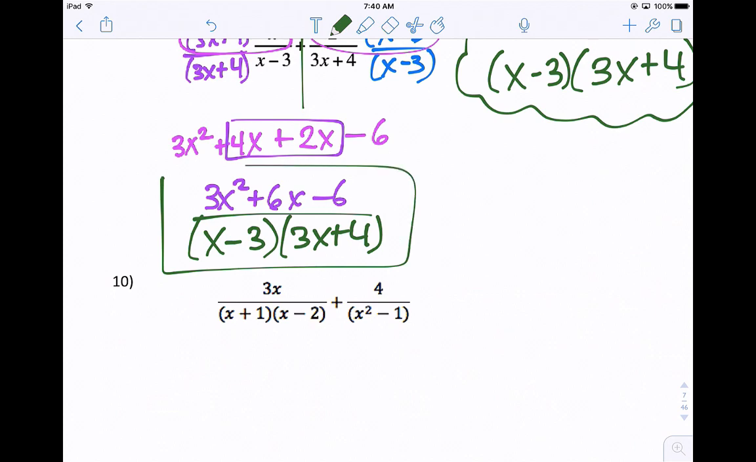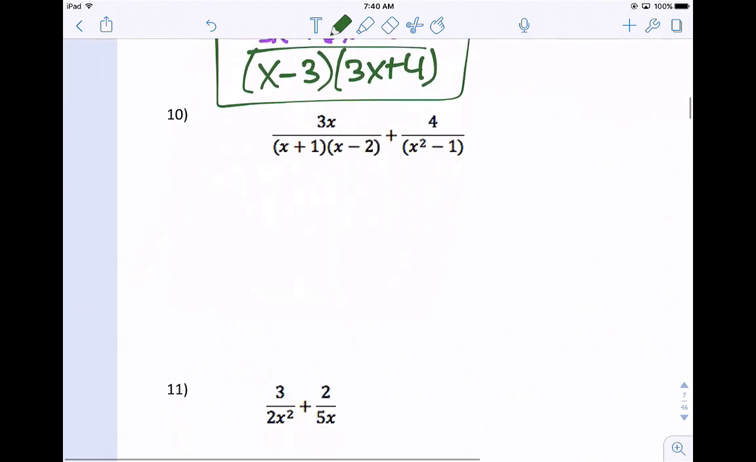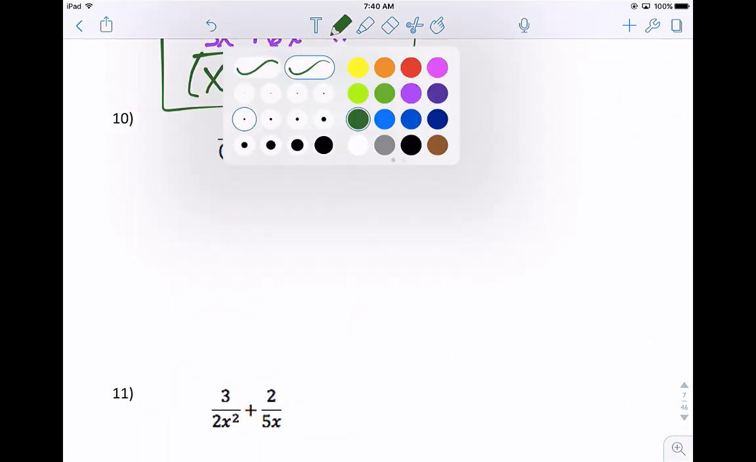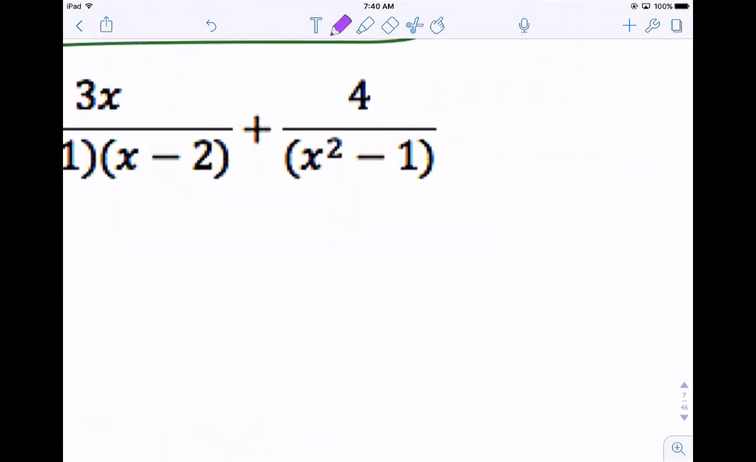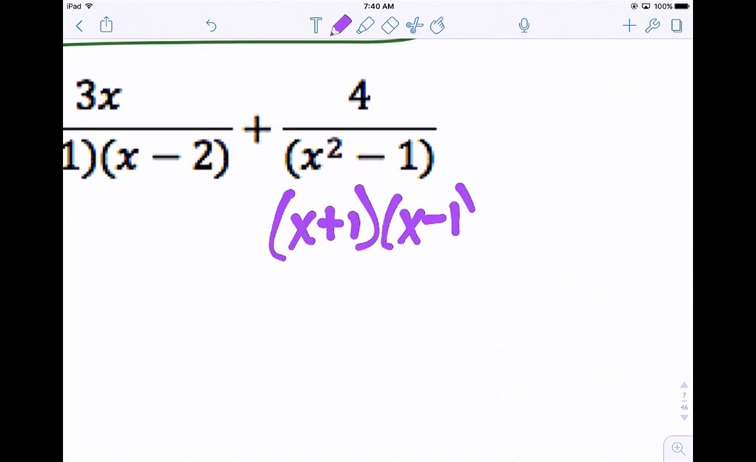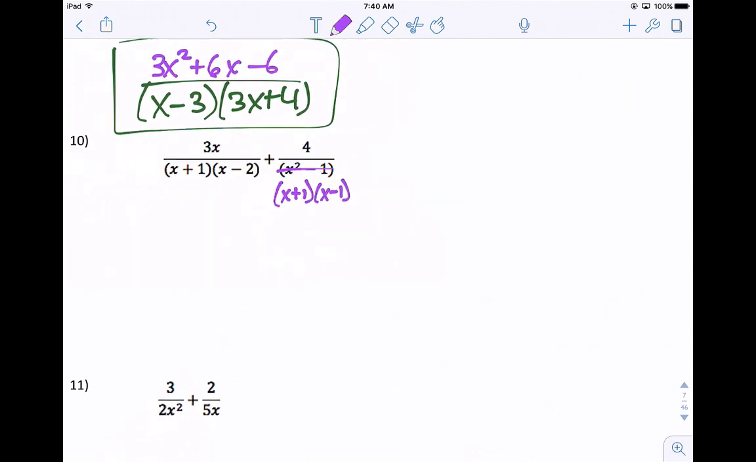And then we're done. So our steps are find the LCD, make our denominators match the LCD, simplify the top, and then rewrite. Okay, let's try another one. First step, factor. There's only one thing we can factor here, and it's the x squared minus 1, which factors to x plus 1, x minus 1. There's difference of squares. Next step, write the LCD.